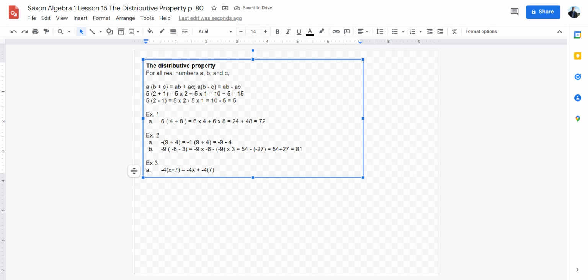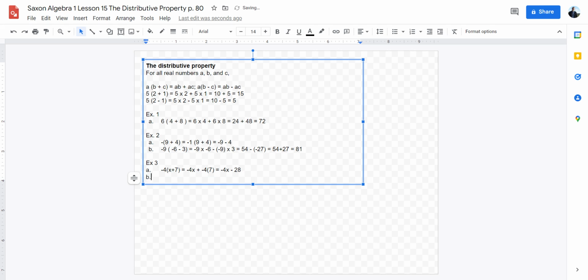We don't know what x is, so we just leave it as a variable. But we do need to simplify -4 times 7, because that just becomes -28. So it's going to be plus -28 or minus 28. And that's how you would solve that one. Make sure you just keep your negatives straight. Notice it's -4 times each term, not just 4.